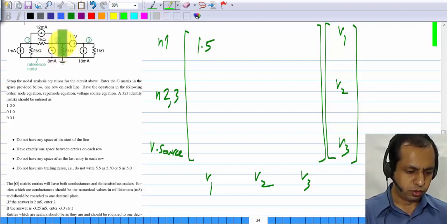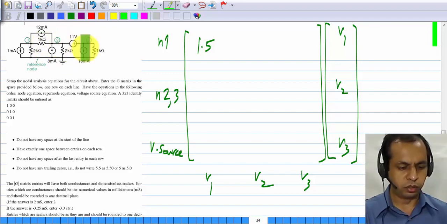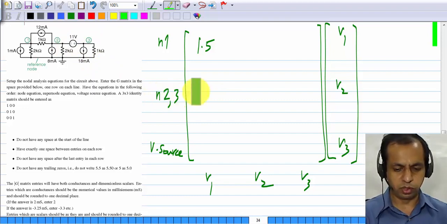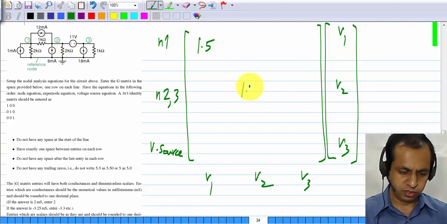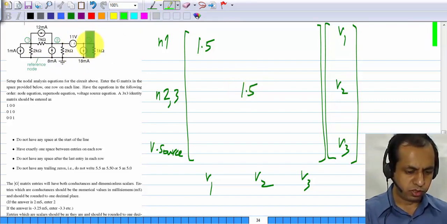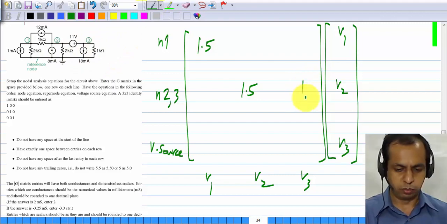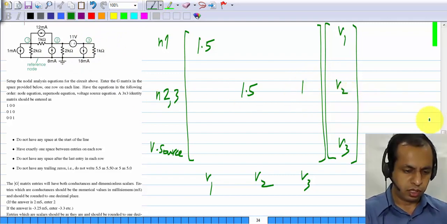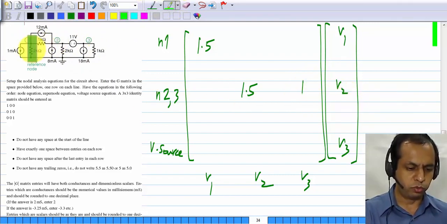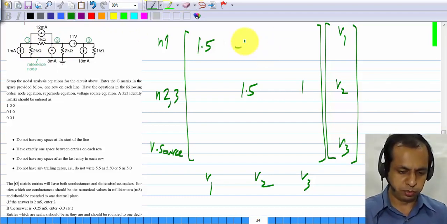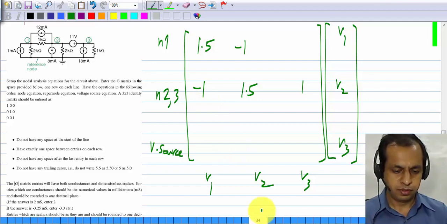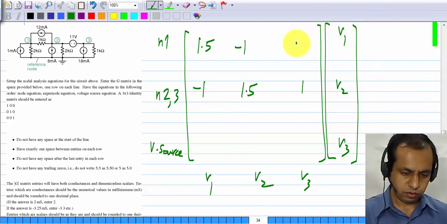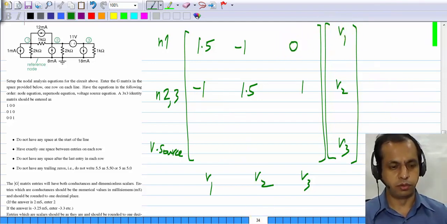So the total conductance connected to node 2 and the total conductance connected to node 3 will both appear in this row. Node 2 we have 1 millisiemens plus 0.5, so that's 1.5, and node 3 we have just 1. Both of these will appear in this row, and between node 1 and node 2 we have 1 millisiemen, so that will appear as minus 1 there. That is 0.